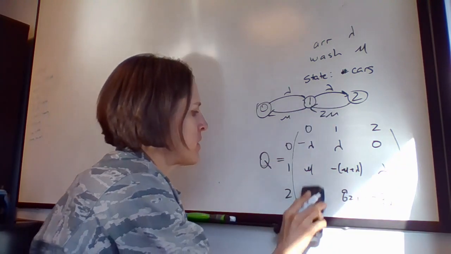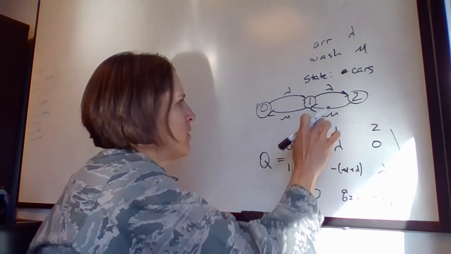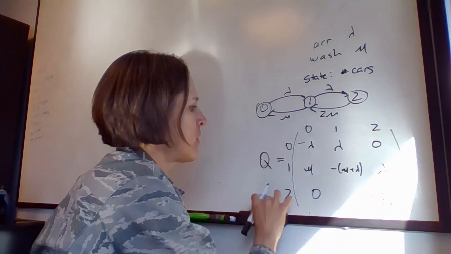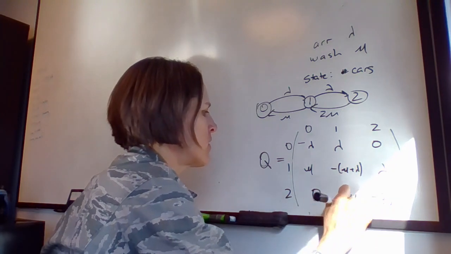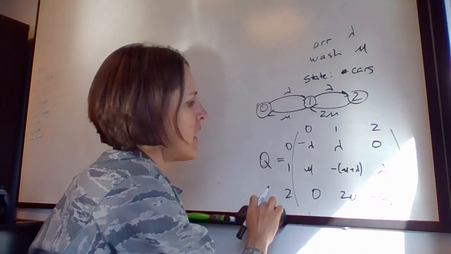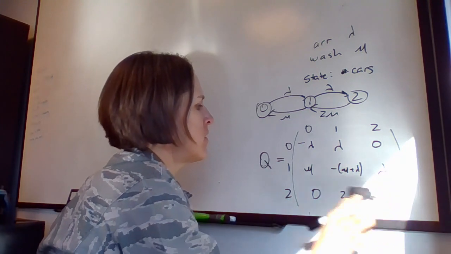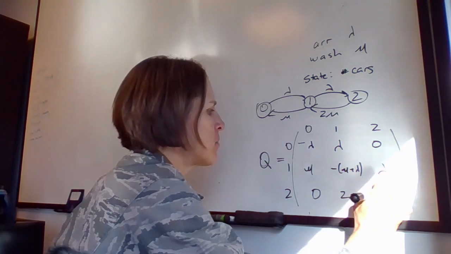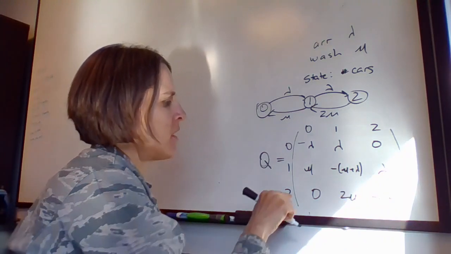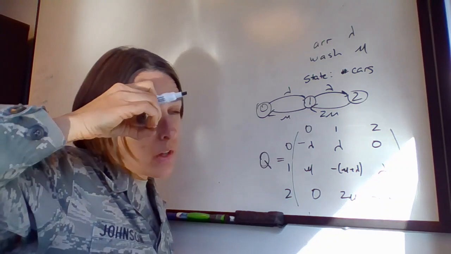Okay, 2 to 0 doesn't happen. 2 to 1, well, that's happening at rate 2 mu in this case. And so therefore, Q2 has to be the sum of this. There you go. So minus 2 mu. Again, the row sums to 0.